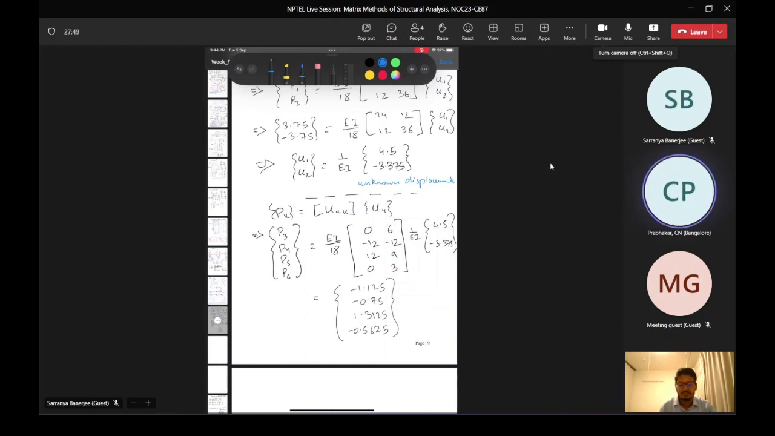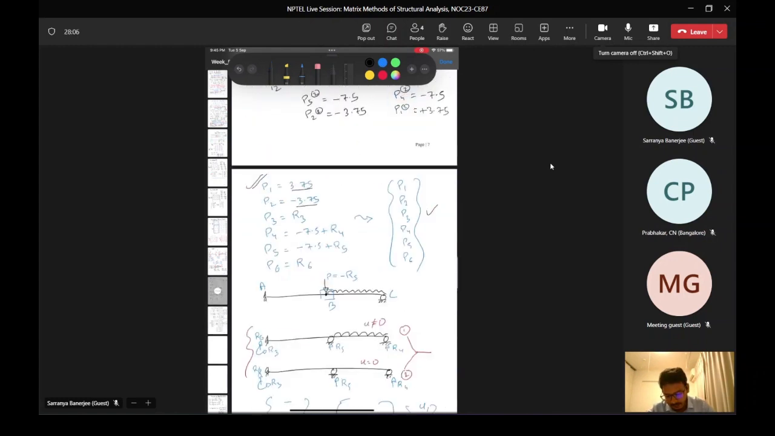Sorry, what is that question? Do these different loads P3, P4, P5, P6 represent the different reactions at the supports? No. We have to add those equations, whatever we found there. Yeah, exactly. So we need to add these things.